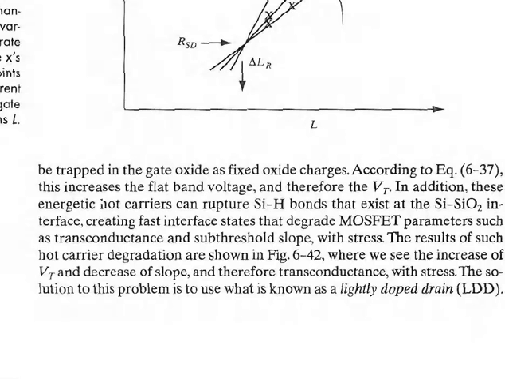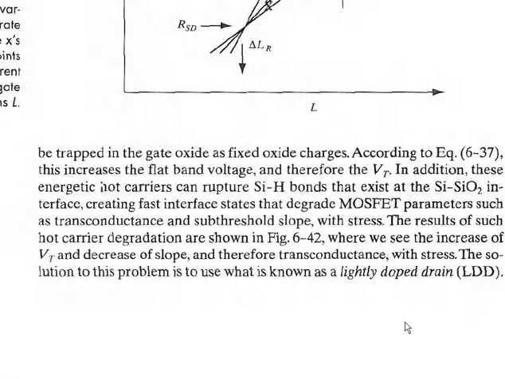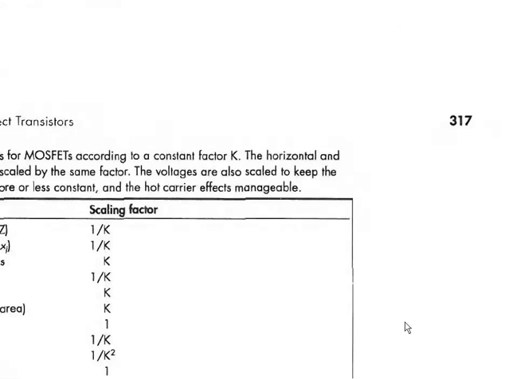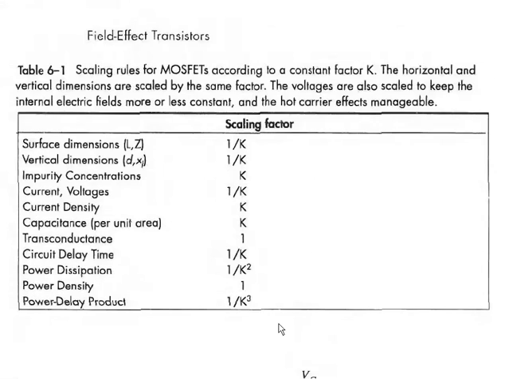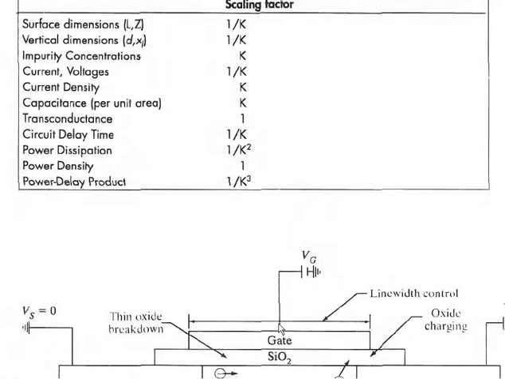So one of the most important effects is an increase in the threshold voltage. The solution to this problem is to use what is known as a lightly doped drain. So to reduce this, we need to use a lightly doped drain. These are the scaling rules that we studied earlier.